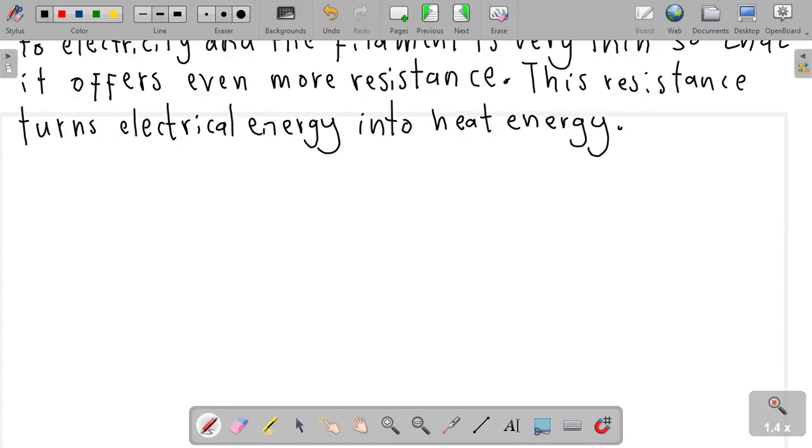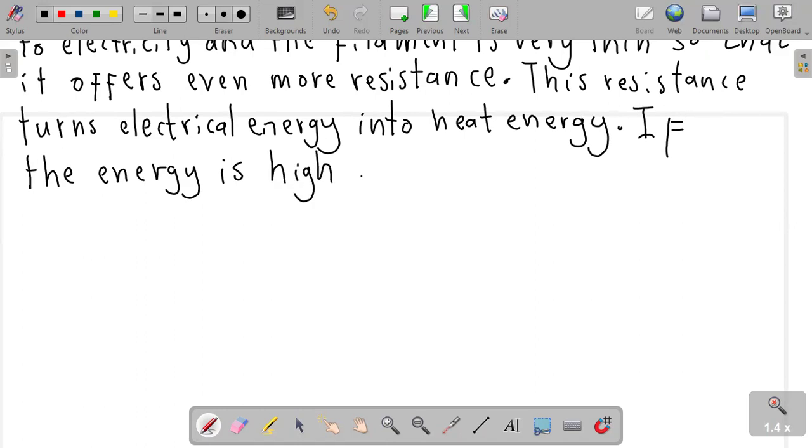So if the energy is high enough, light can be produced.